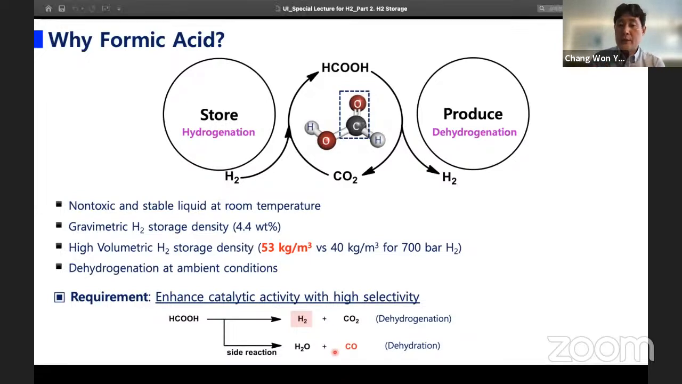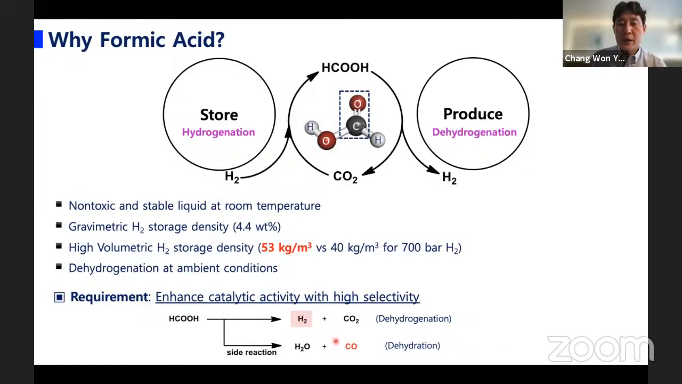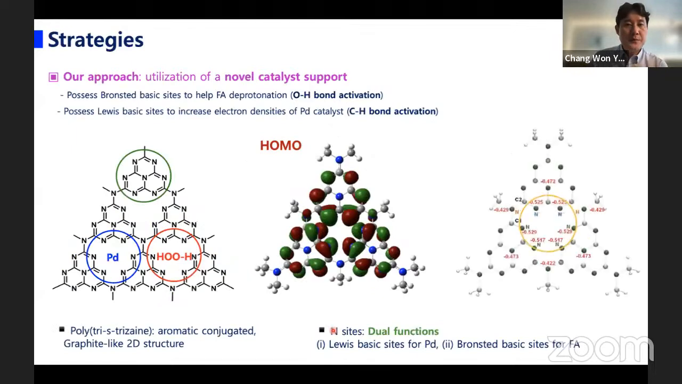So what we really need for catalyst development is to develop highly selective, stable, and highly capable catalysts to proceed only with these dehydrogenation reactions. So previously I used palladium as an active site and a nitrogen-containing support for this purpose. I used carbon nitride. It's a carbon nitride material, an aromatic, conjugated, graphite-like 2D structure. And there are a lot of nitrogen atoms here.